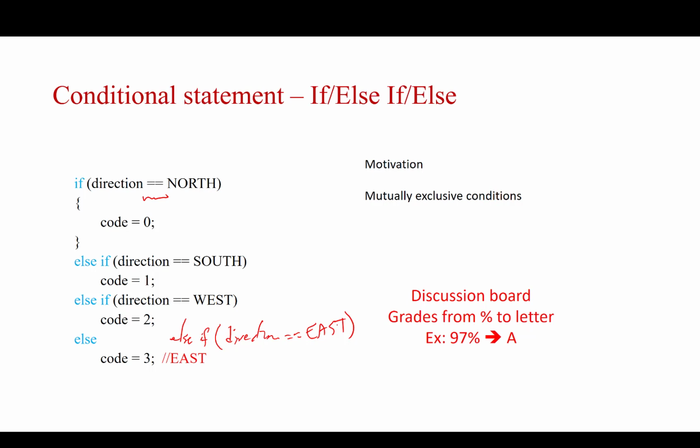So one thing I did, I just put a motivating example on the discussion board. Try to do this by yourself. We want to find your letter grade in this course given the percentage grade. So for example, if I ask the user in my program to enter his percentage grade, let's say he got 97, in this case, your program will print your letter grade is A, okay?